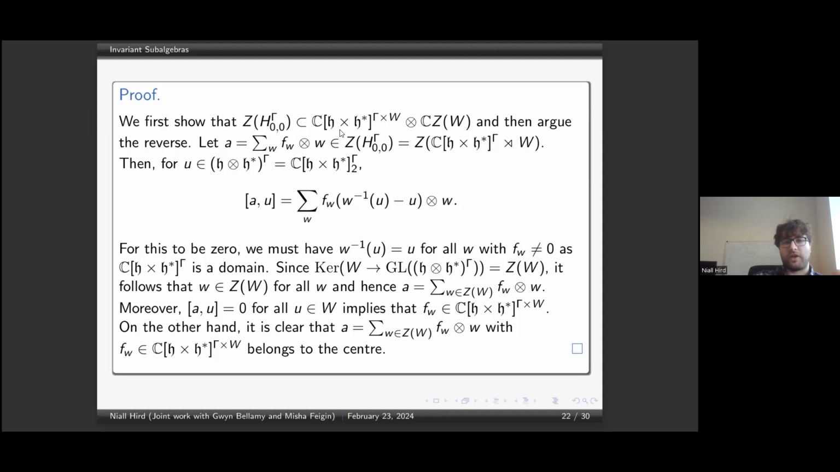To check the other direction, take something in here and show that it's in the center of H gamma. We've essentially already done that. You just have to check what we have already checked in these relations, that it all commutes. So that direction is easy.